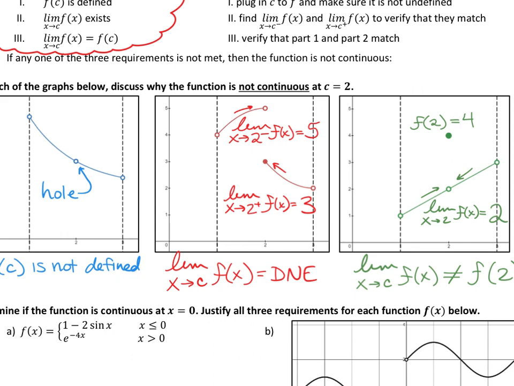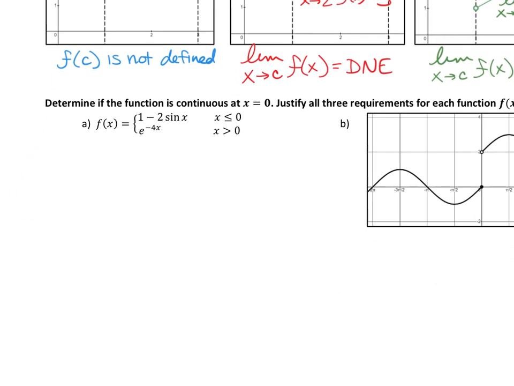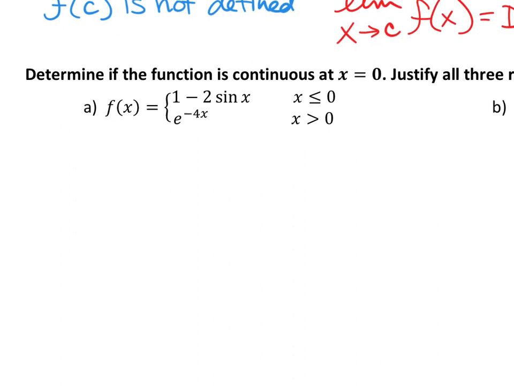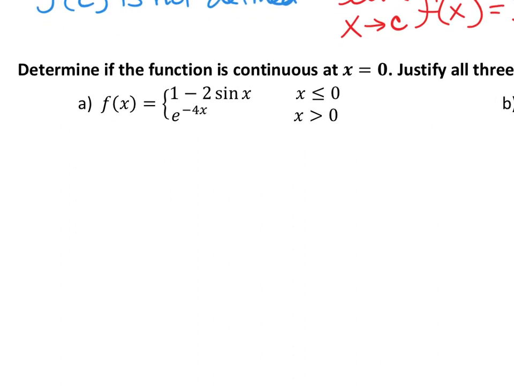Cool? So here's how you would answer these kinds of questions. We're going to determine if this function is continuous at x equal to 0 and justify the 3 requirements for each function below. What that means, when we look at question number 1, is we need to start with requirement number 1. The first requirement is that f of 0 exists. So in this piecewise function, if I wanted to plug in 0, would I plug it into the top equation or the bottom equation?